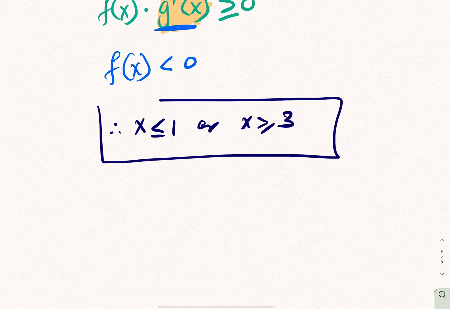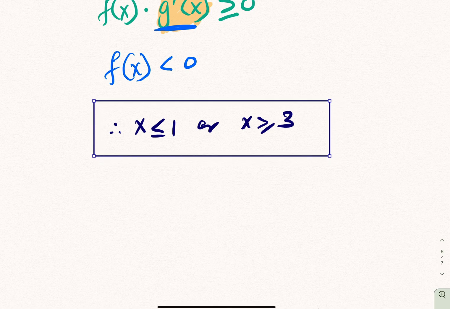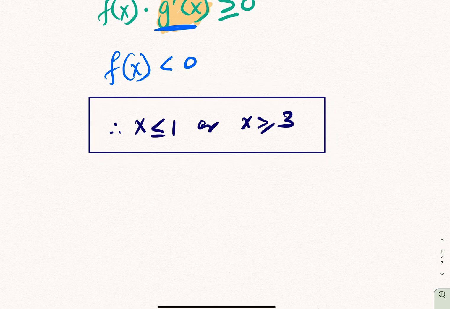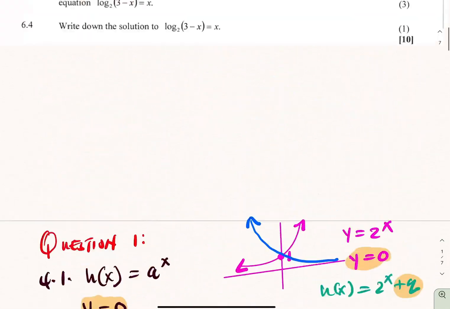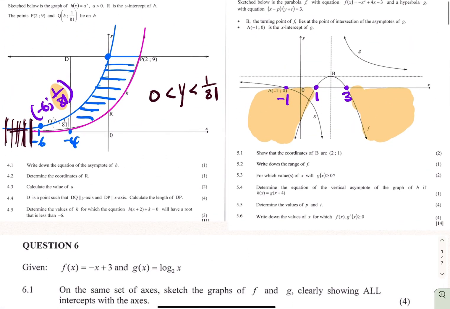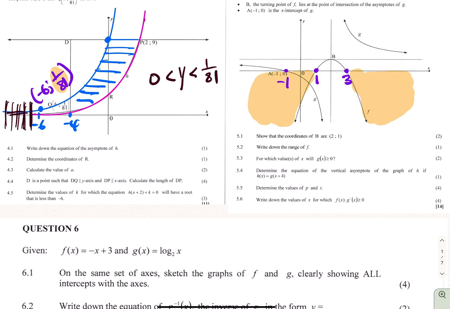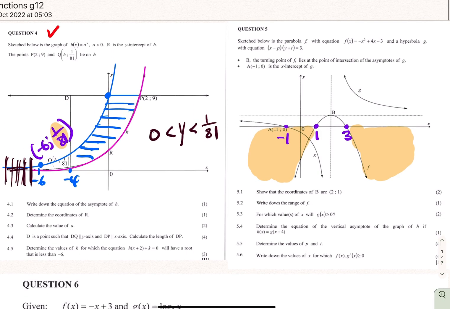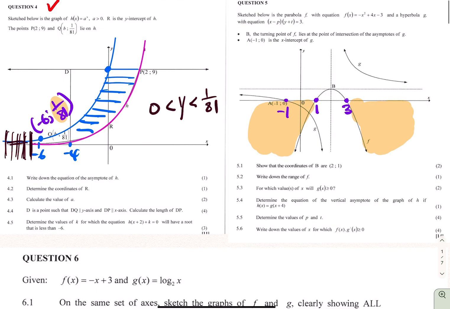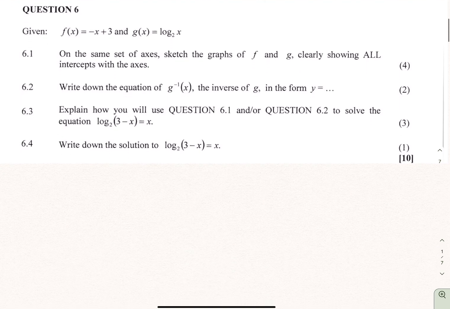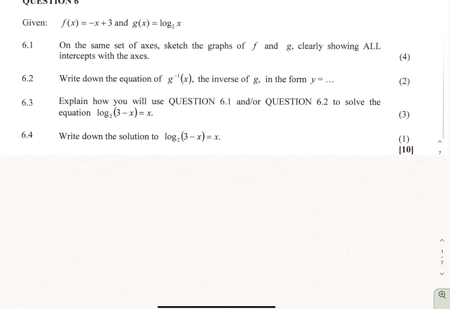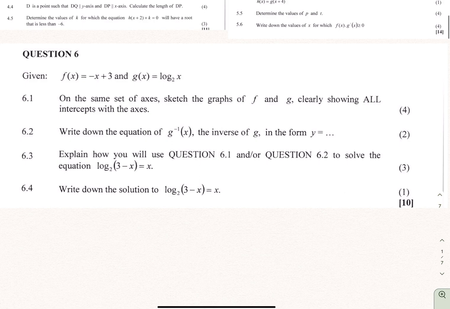I guess you get the sense of that. That was the last question on this particular one, and it had 14 marks. Yeah, you had to fight for those 14 marks. Well, let's refresh with question 6.